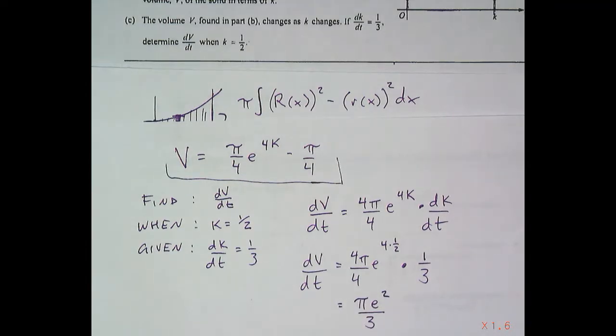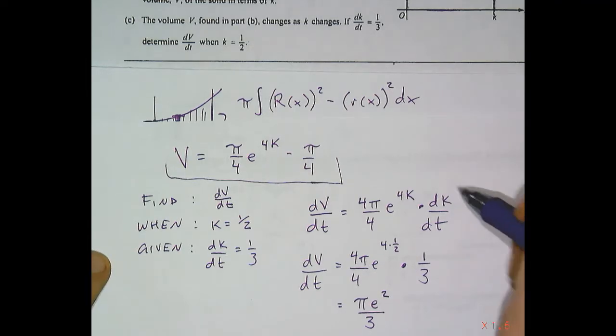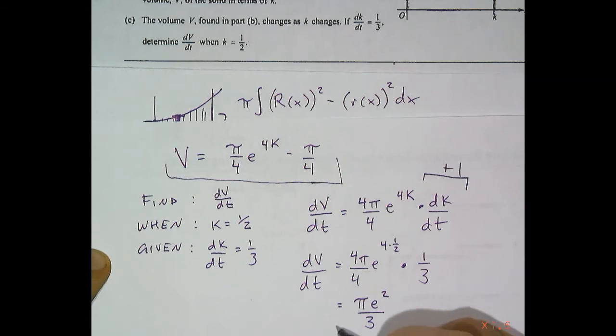The point breakdown for this one is you get 1 point if you did the chain rule, and then you get 1 point if you arrived at the right answer.